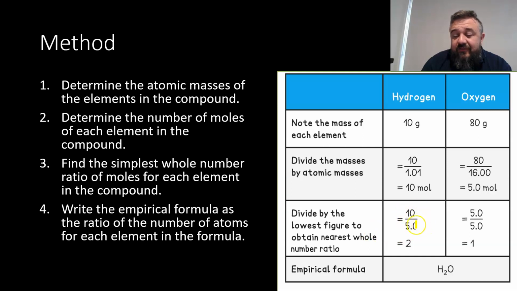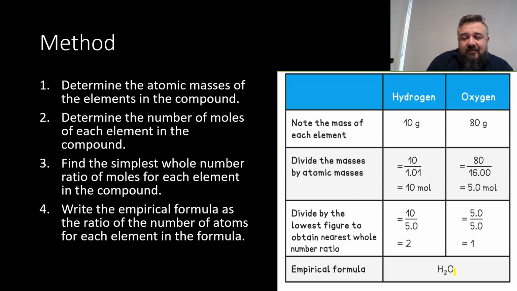So we go 10 divided by 5.0. That gives us 2. 5.0 divided by 5.0 is 1. So then we put that into our empirical formula. So it's H for hydrogen, 2, oxygen, 1, but we don't ever write the 1. And that's it. Like, it's pretty simple, right?